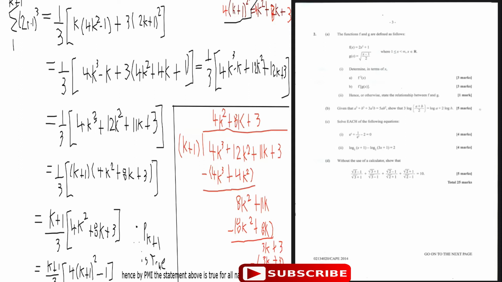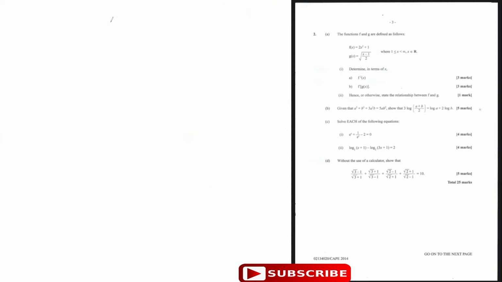Question 1, done. All right, question 2 now. Question 2 gives us a function f of x, and it says f of x is 2x squared plus 1. So this is your function f of x, and they tell you that f of x is equal to 2x squared plus 1.